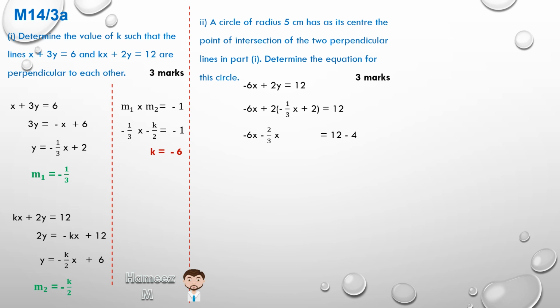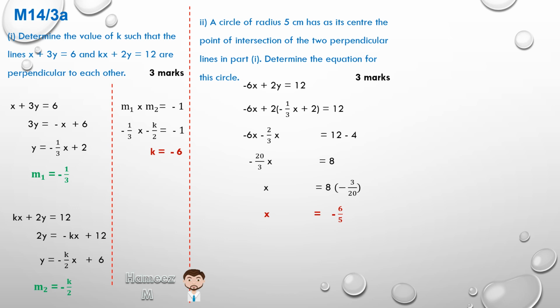So minus 6x minus 2/3 x. Minus 6x is minus 18 on 3. Minus 2 on 3 is minus 20 on 3. x is equal to 12 minus 4, which is 8. So if we want x, we can carry the minus 20 on 3 across. So it will be 8 times minus 3 on 20, which will give us minus 24 on 20, or minus 6 on 5. So we found the x coordinate for the point of intersection.